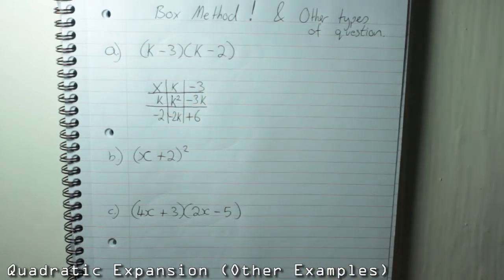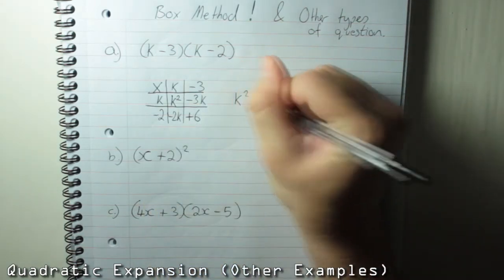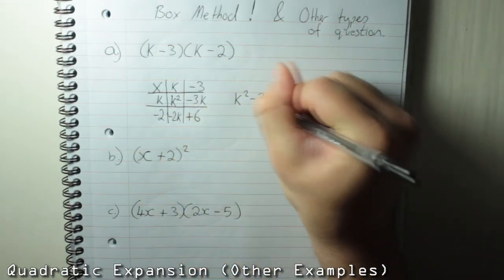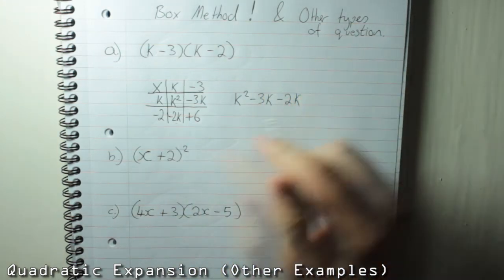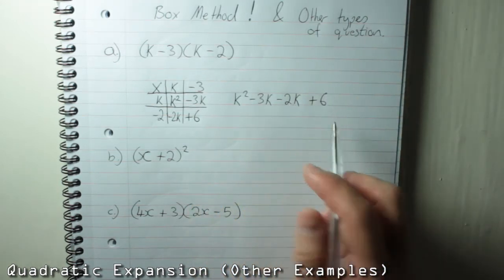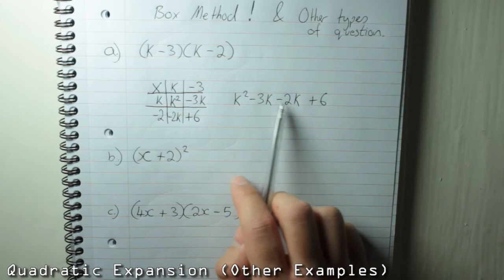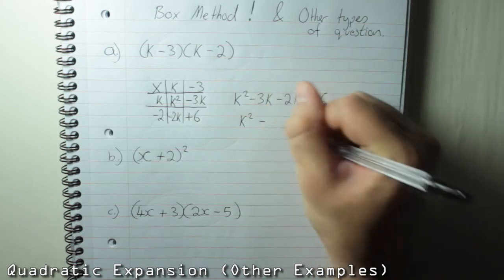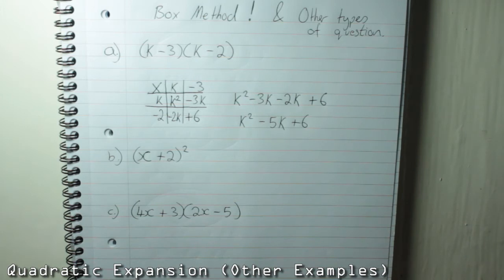And now, all you do is you put the 4 things together. So you've got k squared, minus 3k, minus 2k, plus 6. So you've got your 4 terms, and just like before, the middle 2 have to be put together. Minus 3k minus 2k is minus 5k, so the answer is k squared minus 5k plus 6. That's your final answer, and that's the box method.